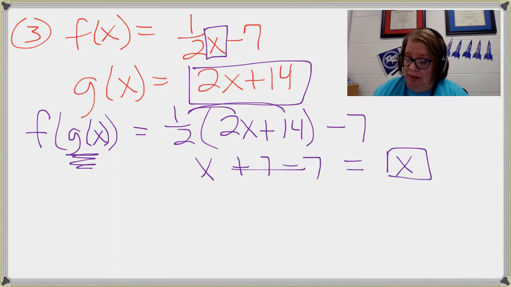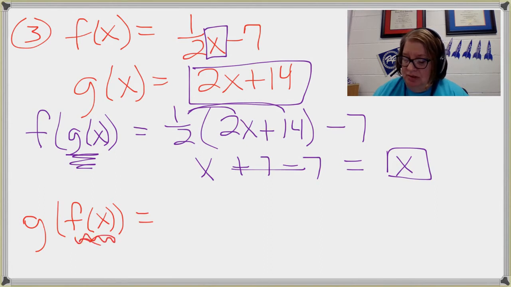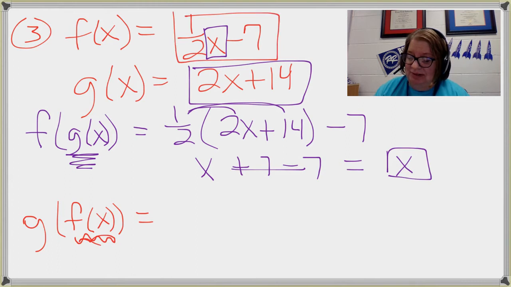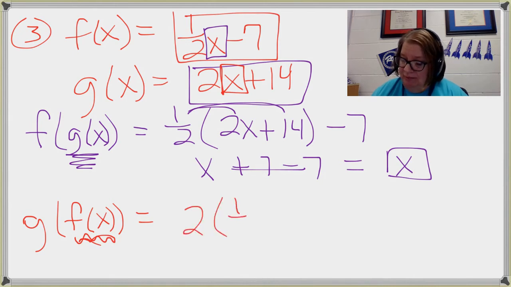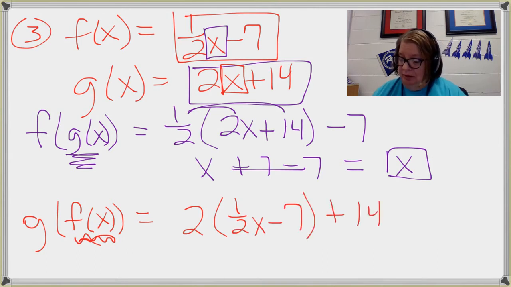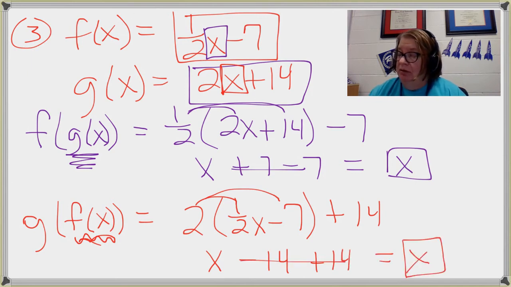Now we're going to go the other way and find g of f of x. Start with inside the parentheses. f of x is 1/2 x minus 7. We're going to use that to replace the x inside function g. In place of the x, (1/2 x minus 7) plus 14. Distribute. 2 times 1/2 is 1x. 2 times negative 7 is minus 14. Those cancel. What's left is x. So yes, f of x and g of x are inverse functions.